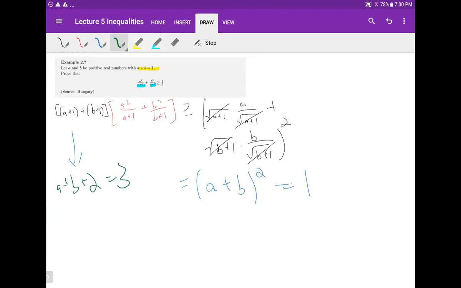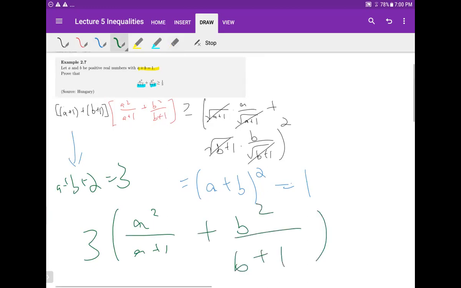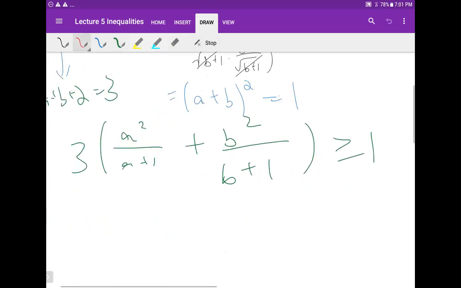Right. Then we would have that 3 times a squared over a plus 1, oh, sorry, not times, plus b squared over b plus 1 is greater than or equal to 1. And then when you divide both sides, you would simply get that a squared over a plus 1 plus b squared over b plus 1 is greater than or equal to 1/3.